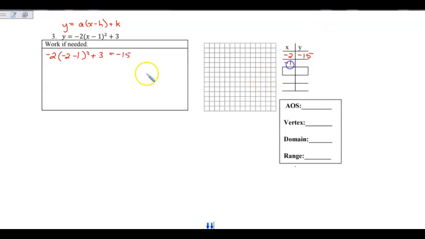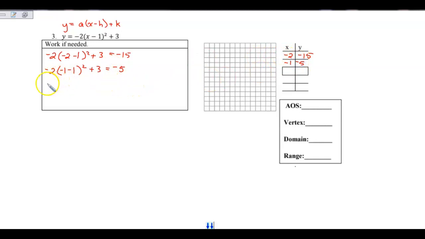If I have negative 1, negative 1 minus 1 is negative 2. Negative 2 squared is 4. 4 times negative 2 is negative 8. Negative 8 plus 3 is negative 5, sorry.